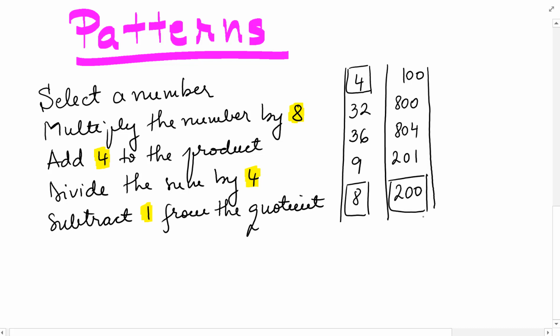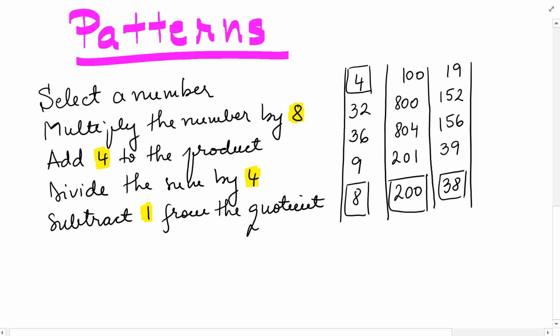And let's pick one more. Let's say 19. Multiply the number by 8. So 19 times 8, 152. Add 4 to the product. 152 plus 4, 156. Divide by 4. 156 divided by 4, it's 39. Subtract 1, so 39 minus 1, 38.